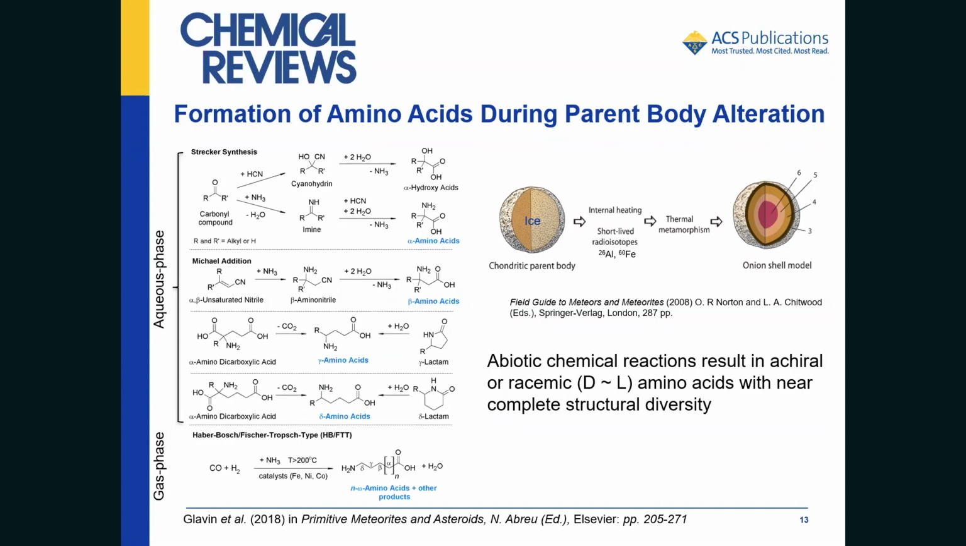And it's not just aqueous reactions. Some of the high temperature carbonaceous chondrites experience heat, but not so much water. We have evidence now for Haber-Bosch-Fischer-Tropsch type chemistry. These are gas phase reactions which produce achiral amino acids and straight chained compounds. And I'll talk more about that. So all of these reactions should result in achiral or racemic mixtures with near complete structural diversity. So the question is, what the heck is going on with these L-amino acid excesses? The chemistry just doesn't predict that they should be there. I'm going to talk about that now.